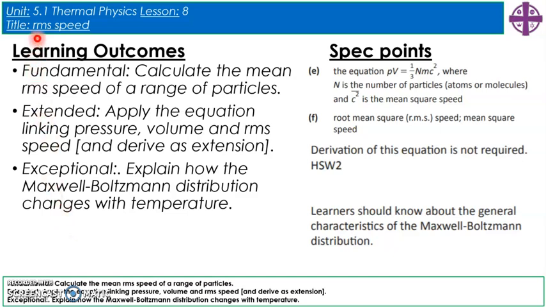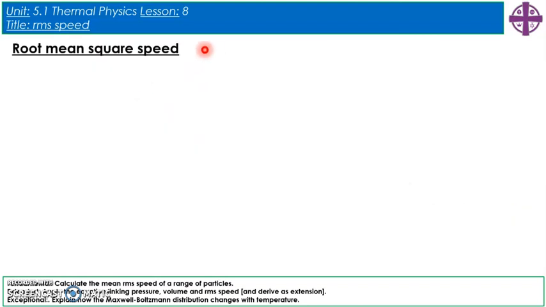This is the lesson about the root mean squared speed. It is lesson 8 in the thermal physics topic. These should be the things you should be able to do at the end of the lesson, and these are the spec points. So we're going to start off by looking at this thing called the root mean square speed.